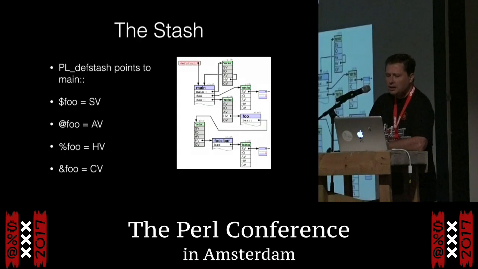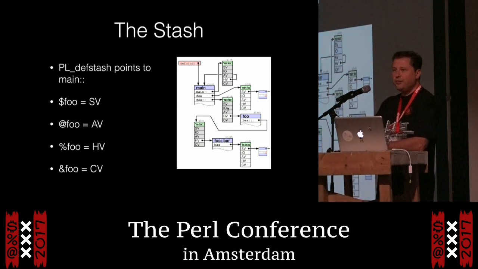So the first thing that's relevant that you need to know about is the stash. So you have something called PL_defstash. This, by the way, is a picture from illguts, which you can find on search.cpan, but not metacpan for some reason. So this points to main:: or actually it also points to ::, but that's a whole other thing.